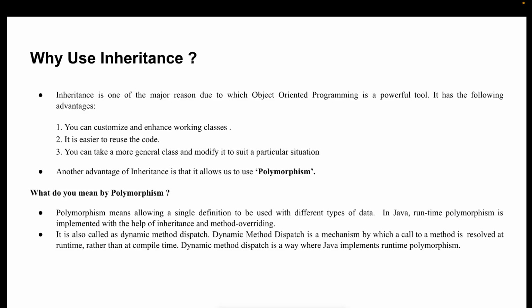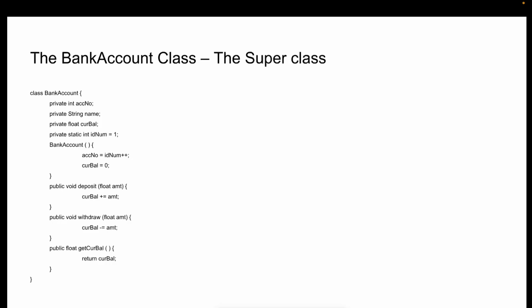Method overloading we had already seen in previous classes. Let's go ahead and see this particular class. There is a class called BankAccount, and let's consider this the super class. Super class means you can say parent class. It has some data member variables like account number, name, current balance, and ID num. Now let's see what this code is doing.